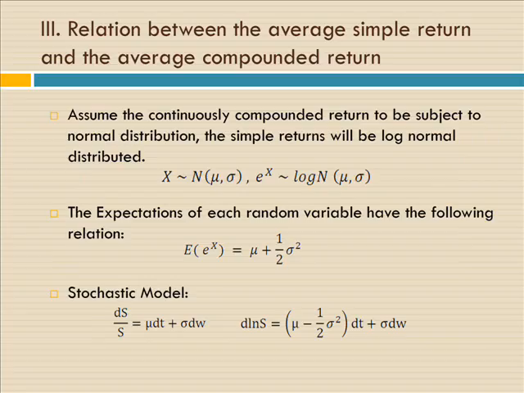Now, we are trying to examine the relationship between averages of simple return and compounded return. If we assume the continuously compounded return to be normally distributed, then the simple return is subject to a log-normal distribution. We have a neat relation between these two return averages. The average of the simple return equals the average of the compounded return plus 1/2 times sigma squared. This relation is consistent with the stochastic model.